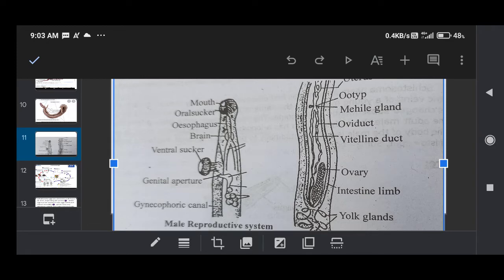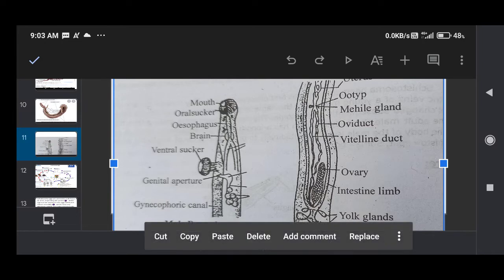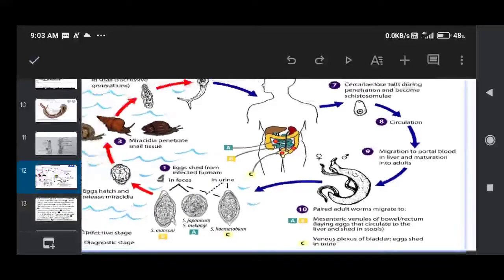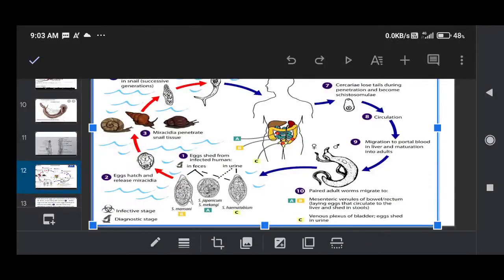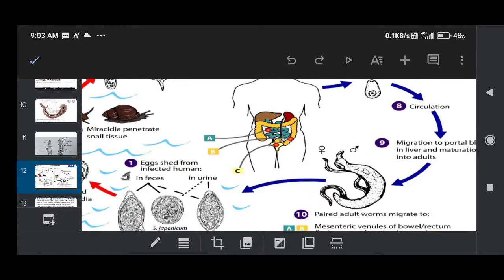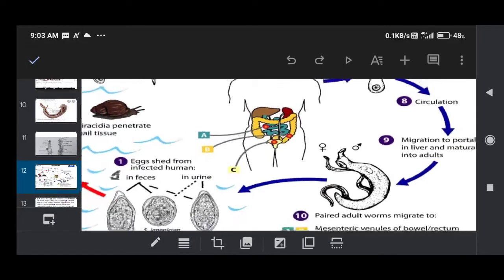Okay, so this is about the male and female reproductive system in Schistosoma haematobium. Next is the life cycle. Generally, Schistosoma haematobium lives in the pelvic region of human beings, especially near the urinary bladder, near the colon, and near the large intestine.